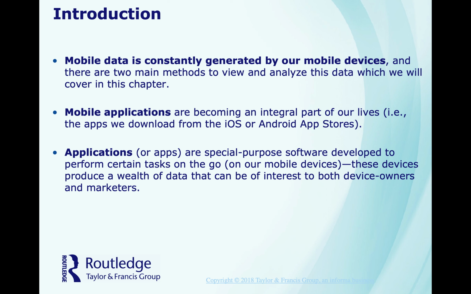So, a little introduction: mobile data is constantly generated by our mobile devices, and there are two main methods when analyzing data, which we will cover later. Mobile applications, or mobile apps, are becoming an integral part of our life, and the apps that we download are on either an Apple or an Android device in the app stores. Applications, or apps, are special purpose software developed to perform certain tasks on our mobile devices. These devices produce a wealth of data that can be of interest to both device owners and marketers.